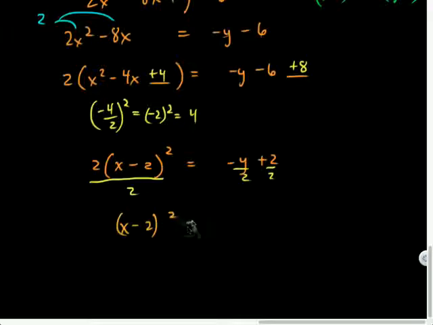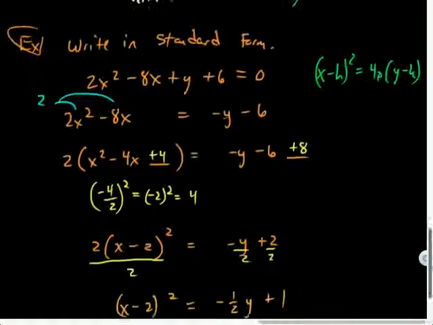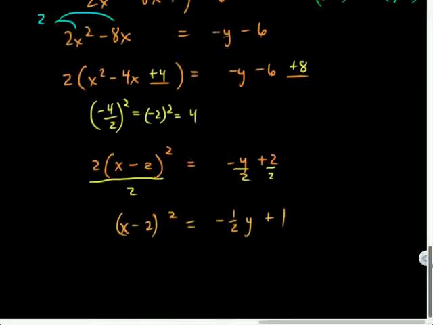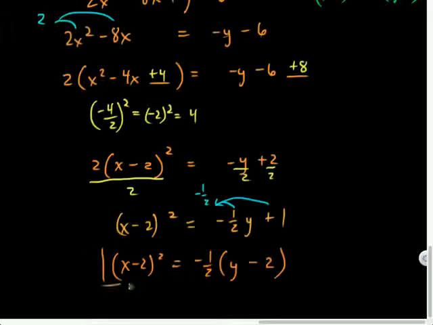x minus 2 all squared equals negative 1/2 y plus 1. And now I've almost got it there, except I need a positive 1 coefficient for the y in that set of parentheses. So my last step, I'm actually going to factor out a negative 1/2 from both of those. So I'll have x minus 2 all squared equals negative 1/2 parentheses y, and negative 1/2 times what is positive 1? That would be negative 2. And now this is in standard form.